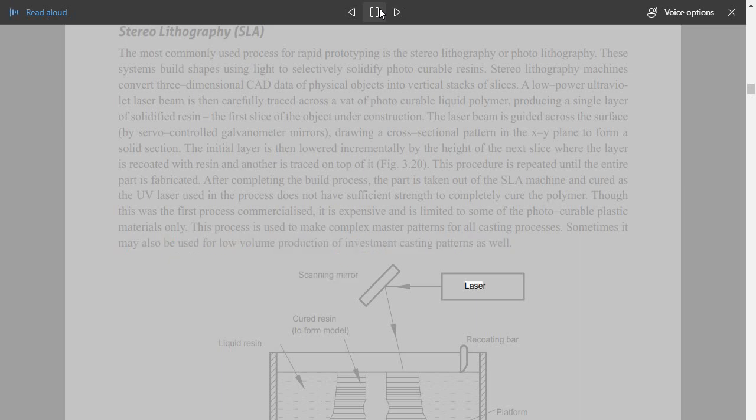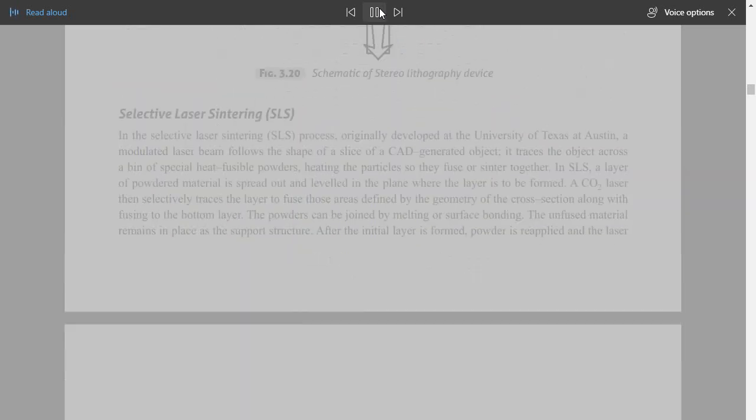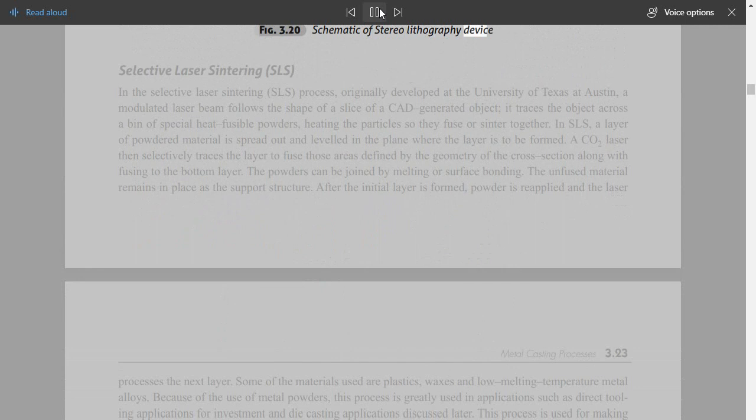Scanning mirror, laser, recoating bar, liquid resin, model, cured resin, platform. Fig. 3.20 Schematic of stereolithography device.